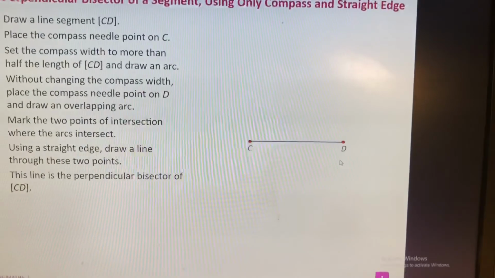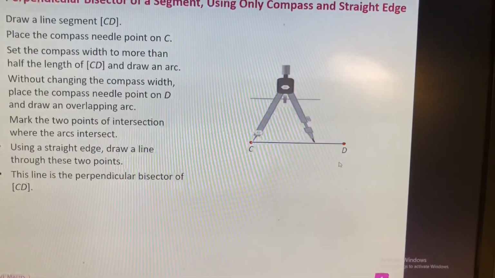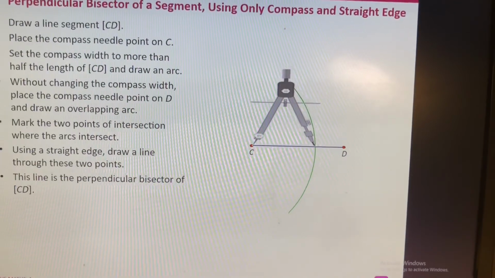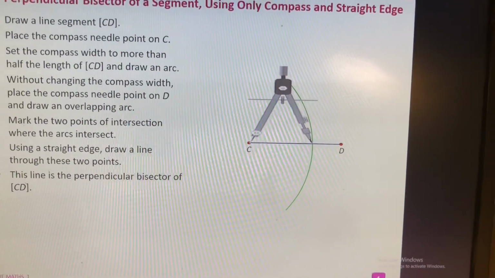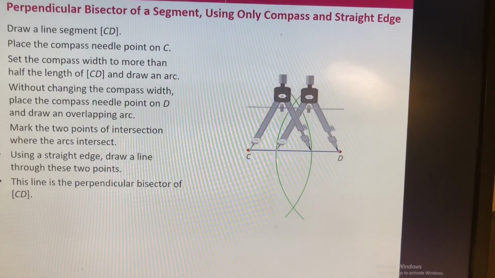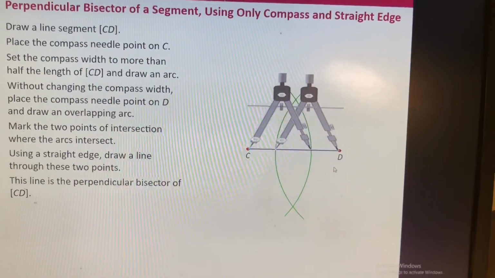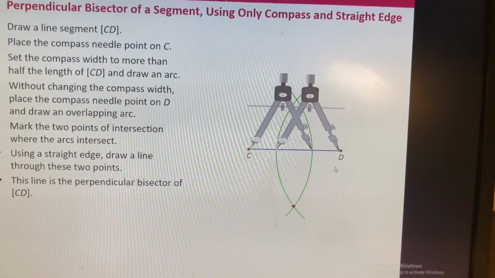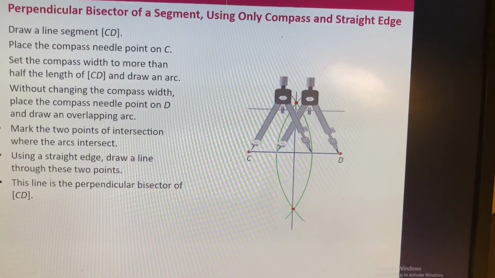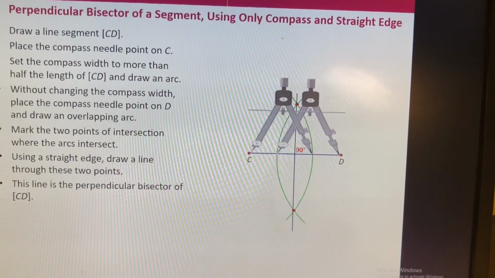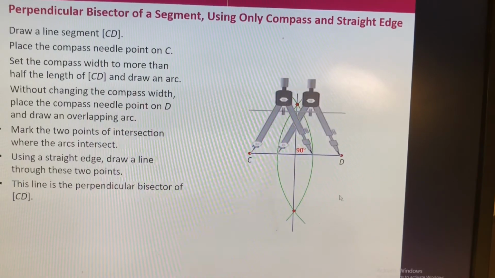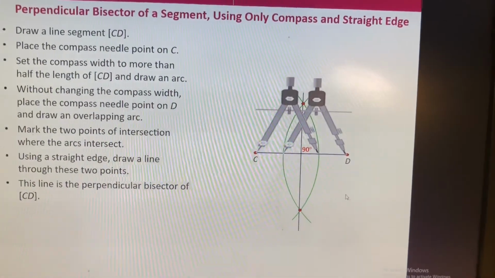So we draw CD, open the compass width more than half, needle on one point, arc around, needle on the second point, overlapping arc, locates the 2 points of intersection, draw a line through those 2 points, indicate that it is perpendicular, and there we have it.